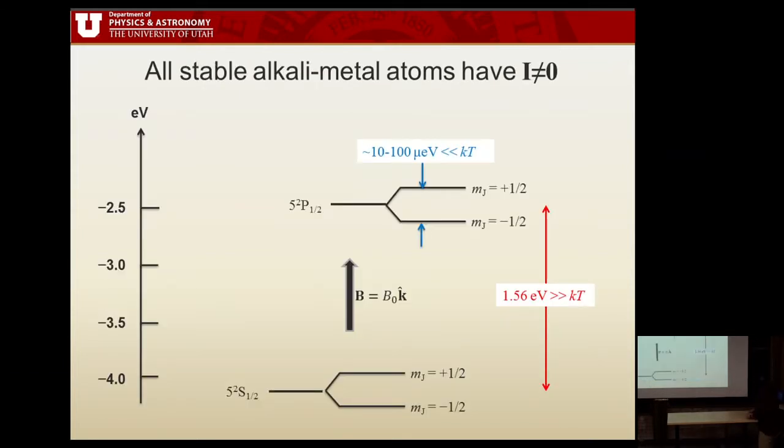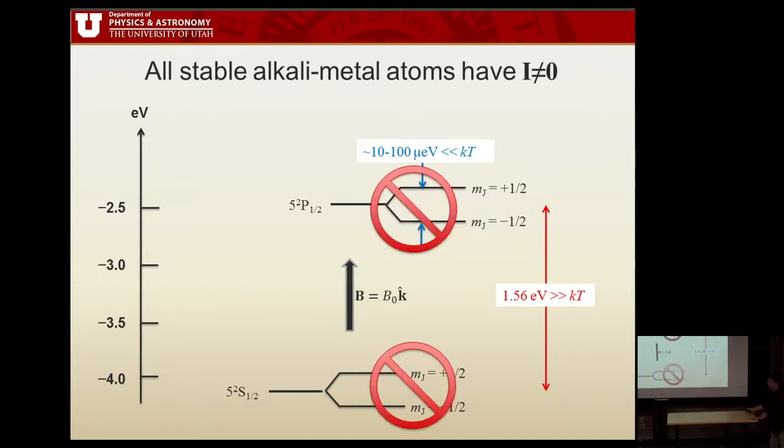So I haven't talked at all about nuclear spin. And in fact, I told you to ignore it. And now we've got to stop ignoring it. So all stable alkali metal atoms have non-zero nuclear spin. So I showed you this picture before, and it ain't right. Because these levels, particularly the ground state level, is not a single level. It's split by the spin of the nucleus.